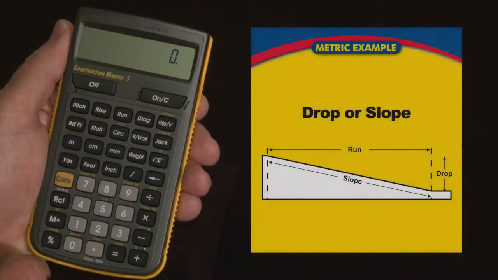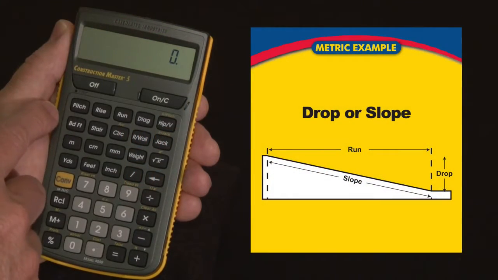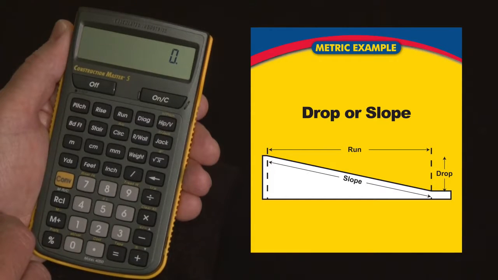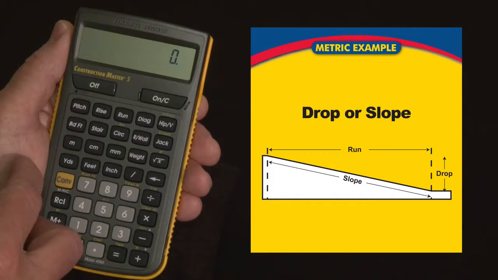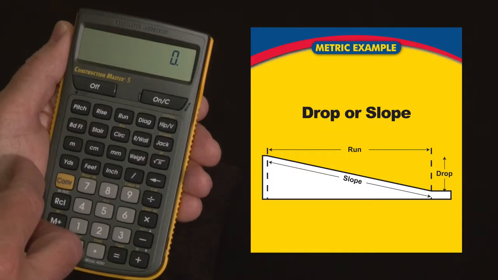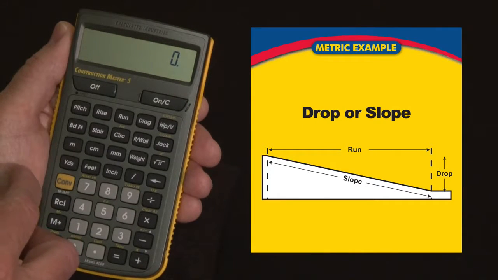Now let me show you how the Construction Master 5's right angle solution keys can help you find the drop or fall or slope of a pad or a driveway. Now in the States we use a measure like a 1/4 inch per foot or an 1/8 inch per foot kind of ratio, but in metric countries you use unitless ratios like a 1:60 or a 1:80 ratio with the rise or the drop over the run.